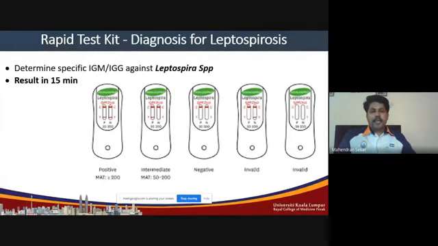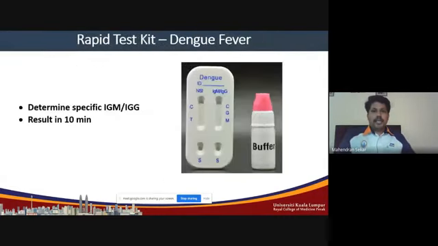Previously, we needed to take a sample, either blood or urine, from the patient and send it to the laboratory. The laboratory does the testing, and only after testing do we get the results. Now we have the test kit to determine whether it is positive or not immediately, within 15 minutes. Similarly, for dengue fever we now have a test kit that can determine within 10 minutes whether the patient is affected by dengue fever.